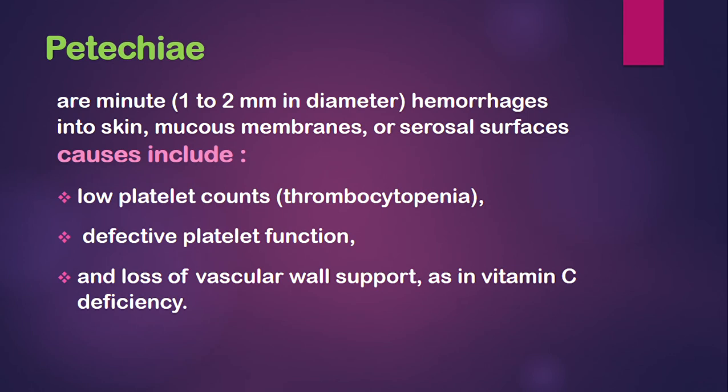The first one is petechiae. Petechiae mean very small hemorrhages, 1 to 2 millimeters in diameter, in the skin and mucous membranes, or even serosal surfaces. Causes of petechiae include low platelet counts, which we call thrombocytopenia, defective platelet function, and loss of vascular wall support, as in vitamin C deficiency.